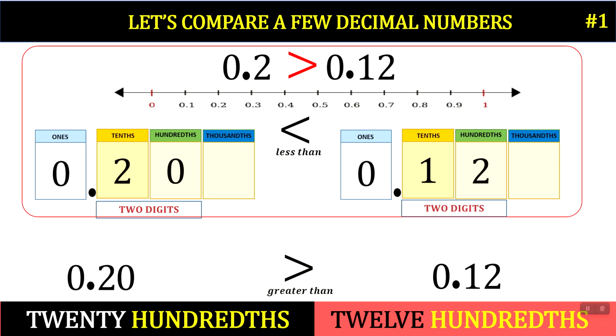On the number line, we can see 0.2 is here, and 0.12 is here. And so visually, any numbers that are to the right are bigger on the number line. So 0.2 is greater than 0.12.